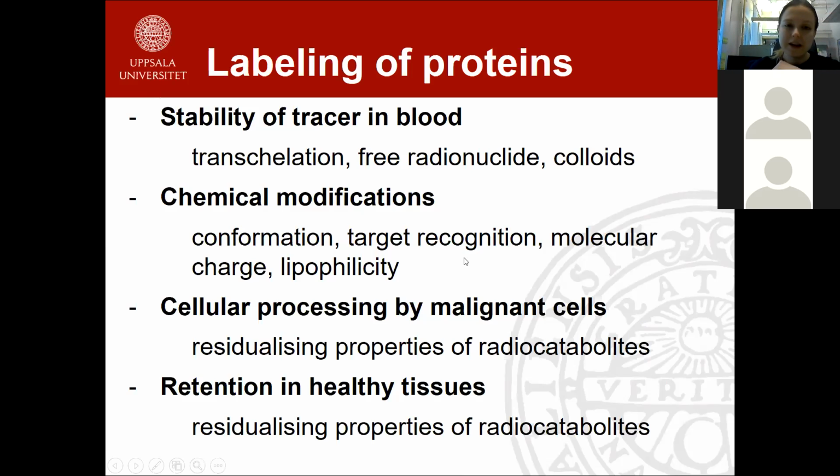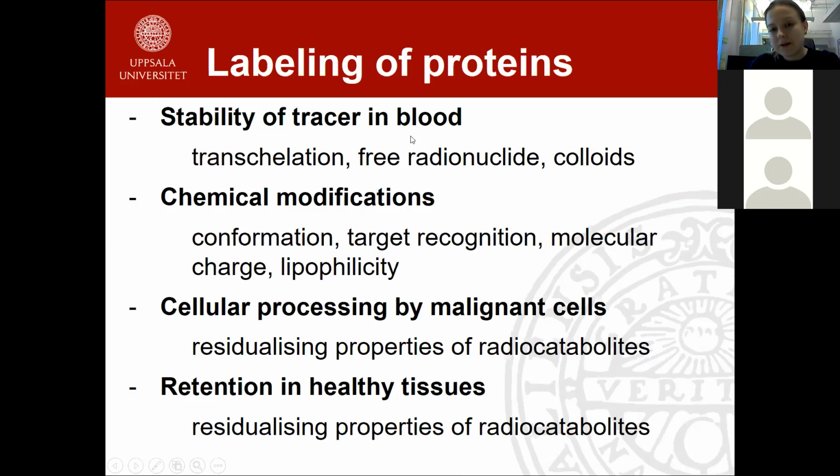And the first characteristic is stability of the tracer in blood. What can happen in blood is that we have a lot of other biomolecules that can, for example, do transchelation. If we're talking about gallium, it's a metal and it can be transchelated to ferritin. Ferritin is a large protein that is in our blood that can basically take up gallium if it's not stably bound.